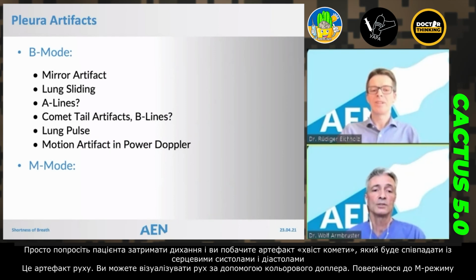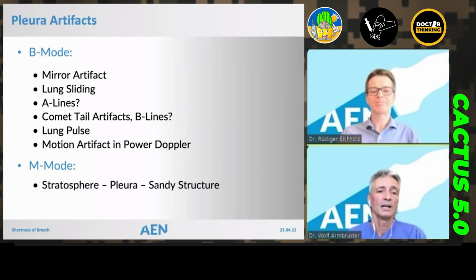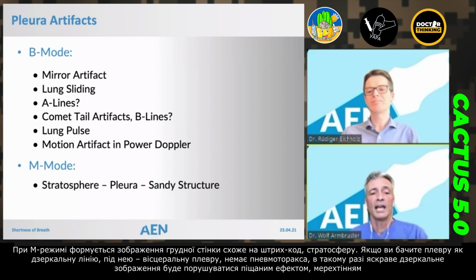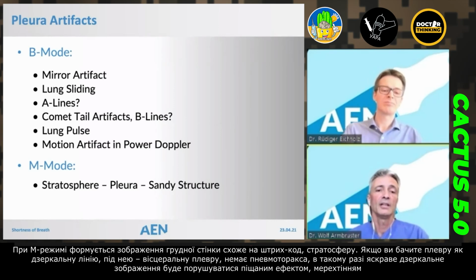So the M mode, let's go to M mode again. Please go to the next information point. The M mode leads to a picture where you have the barcode sign of the chest wall. That's kind of stratosphere, so that's the sky picture.